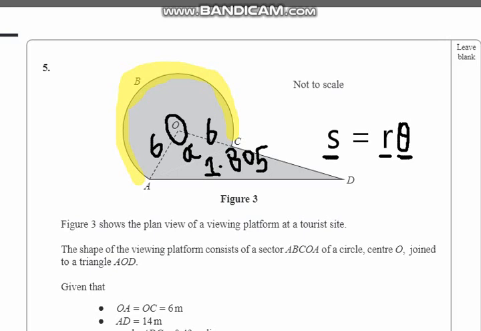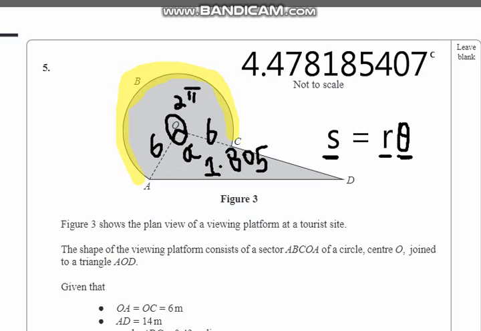So I already told you that a whole circle consists of 2 pi, and we are only finding this part. So that will be 2 pi minus 1.805, and that will be 4.478185407 radians. That's our theta.